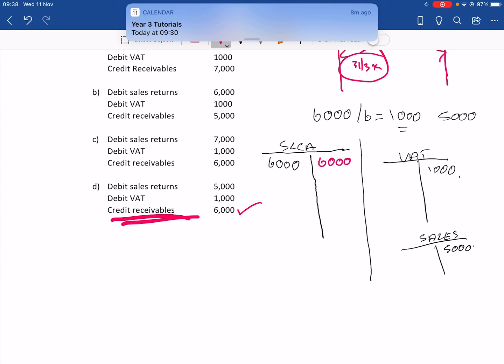We would debit the VAT by £1,000, and we never ever debit the sales. We create another account and we call it sales returns because we want to know what our sales returns were throughout the year. So therefore we would debit sales returns of 5,000. So therefore it cancels that transaction that took place.